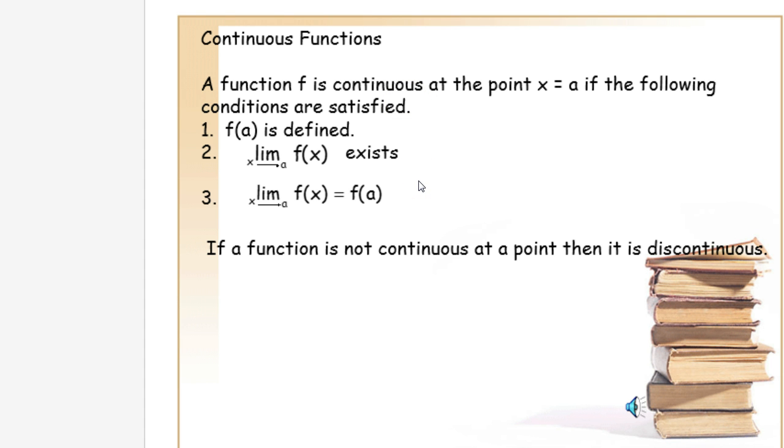A function f is continuous at the point x equals a if the following conditions are satisfied. Number 1, f of a is defined. In other words, I get an actual number for it. I can't have an open dot or some kind of infinite discontinuity there. Number 2, the limit as x approaches a of f of x exists. In other words, I get a number. I'm not getting infinity or does not exist. And number 3, the limit as x approaches a of f of x equals f of a. So in other words, number 1 equals number 2 is what number 3 is saying.